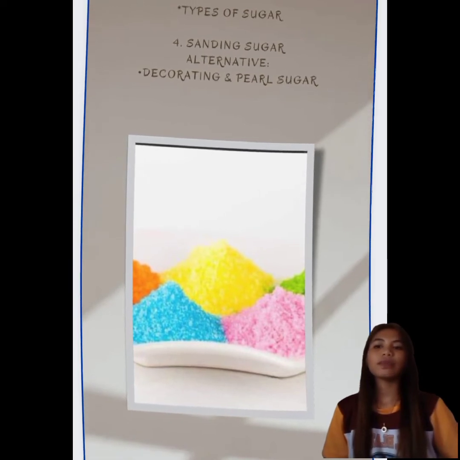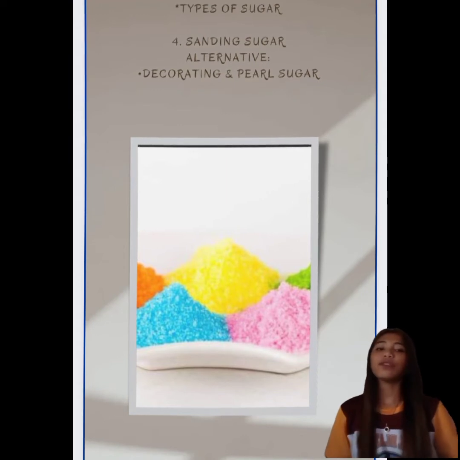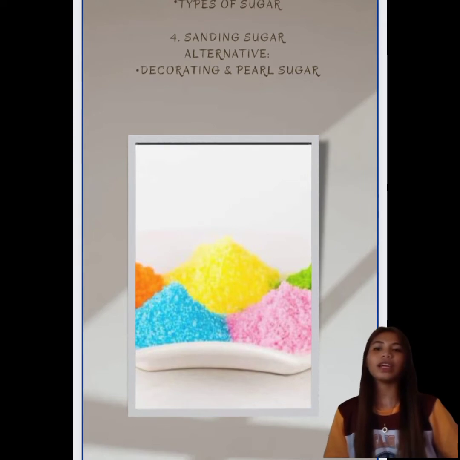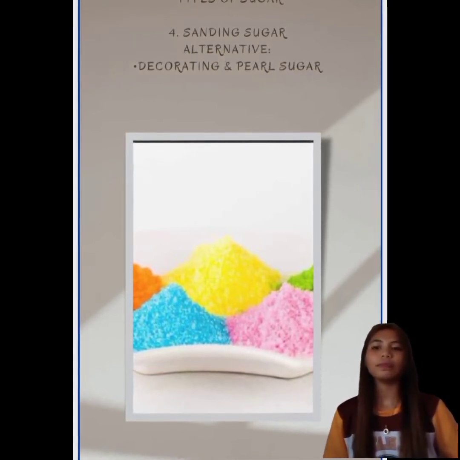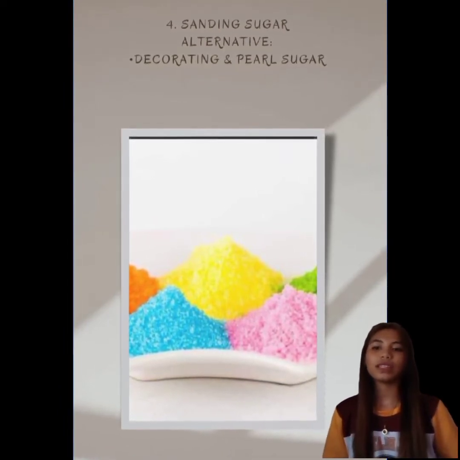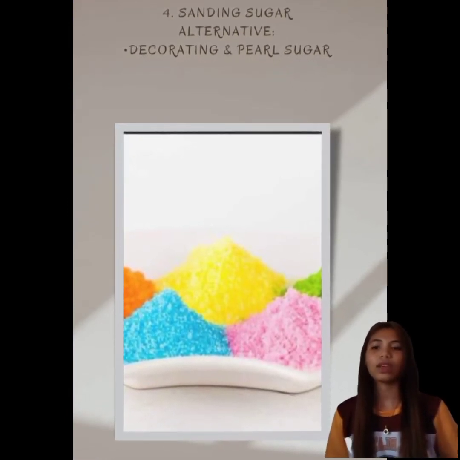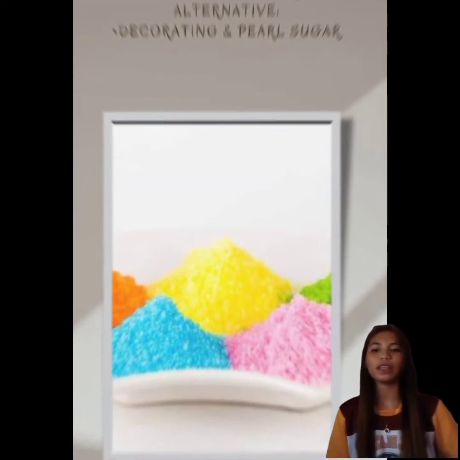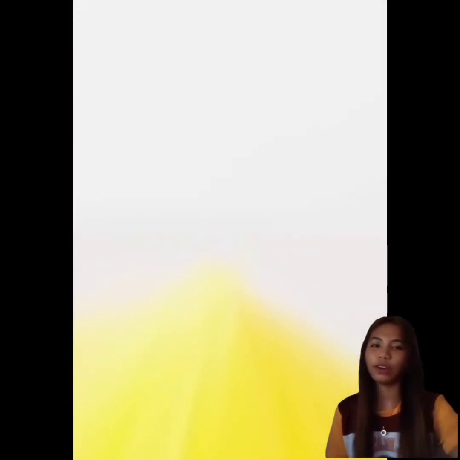So the fourth type of sugar is sanding sugar. The alternative of sanding sugar is decorating and pearl sugar. So guys, if you don't have sanding sugar, we can use decorating and pearl sugar. You can use decorator sugar and pearl sugar as a substitute for sanding sugar when decorating things like muffins, cookies, cakes, and scones. You can also use other coarse sugars in its place if you only want the texture and don't care about the color.